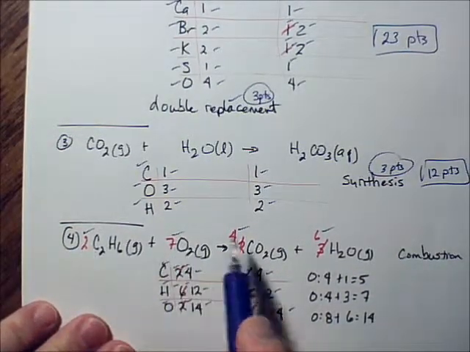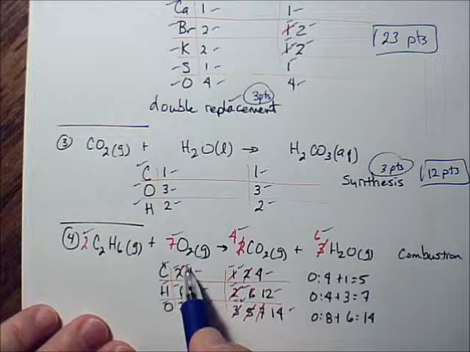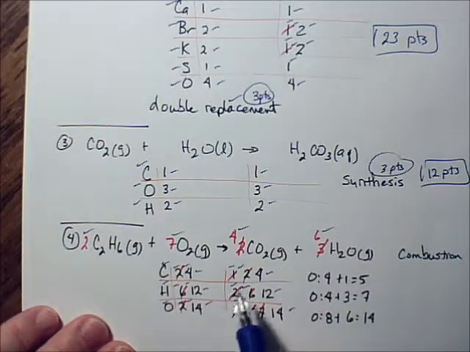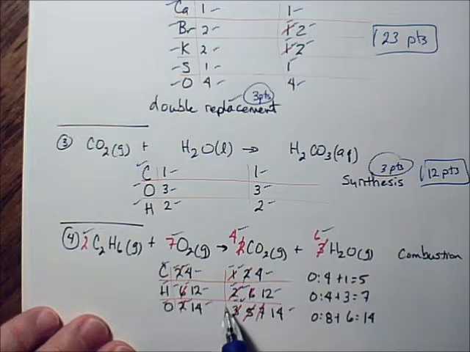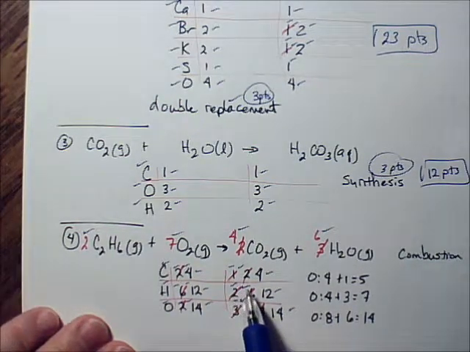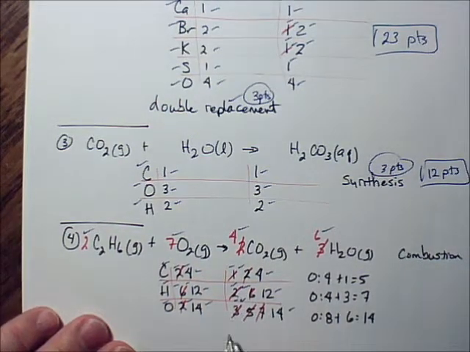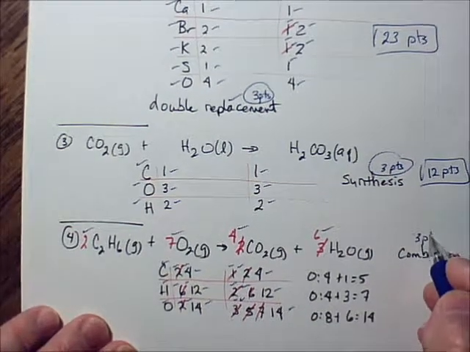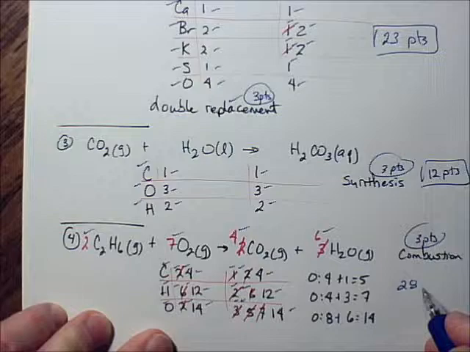So that's 1, 2, 3, 4, 5, 6, 7, 8, 9, 10, 11, 12, 13, 14, 15, 16, 17, 18, 19, 20, 21, 22, 23, 24, 25. Plus the 3 points for combustion. 28 points.